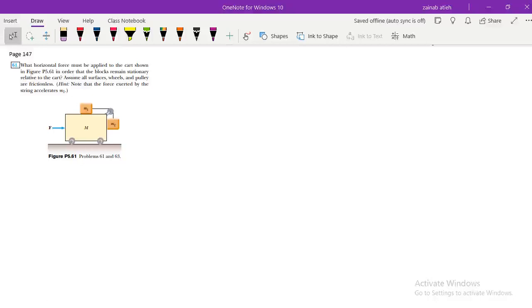I will move to problem 61, page 147. What horizontal force must be applied to a cart shown in figure P5.61 in order that the blocks remain stationary relative to the cart? Assume all surfaces, wheels and pulley are frictionless. Hint, note that the force exerted by the string accelerates m1.